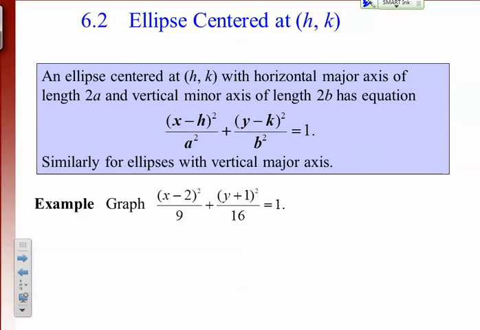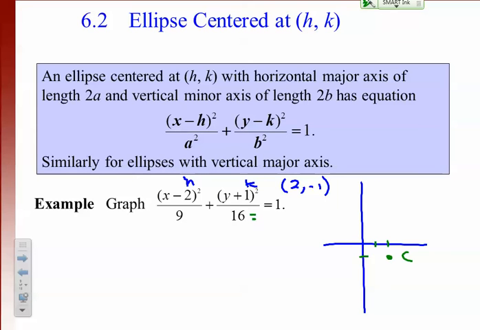First off, we have to figure out where the center is. So this is my h, and that's my k. I draw a little axis here, and my center is going to be at 2, -1. So I go over 1, 2, and go down 1. So that's my center.